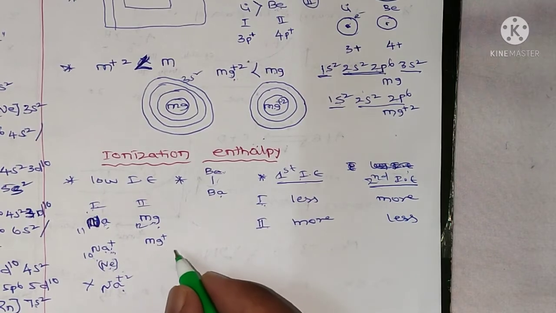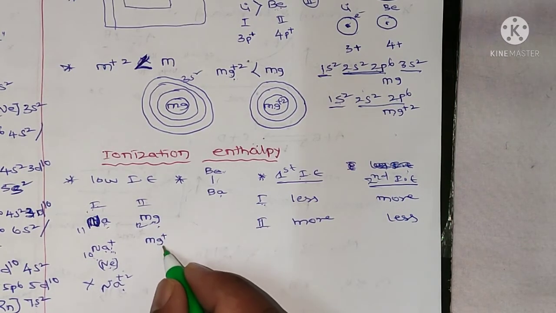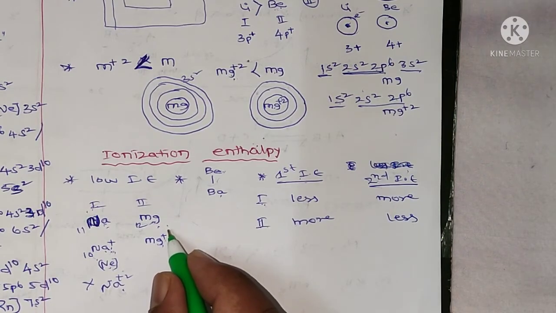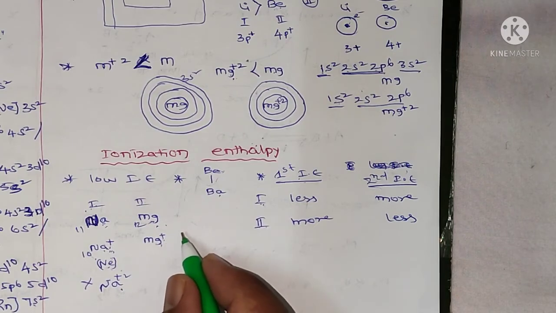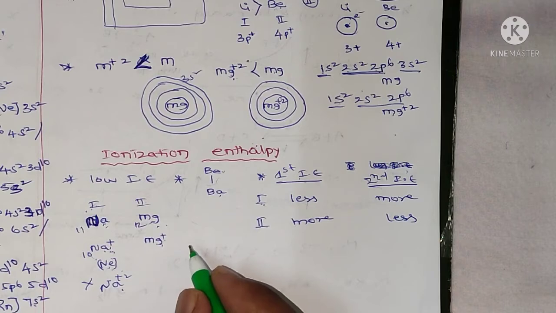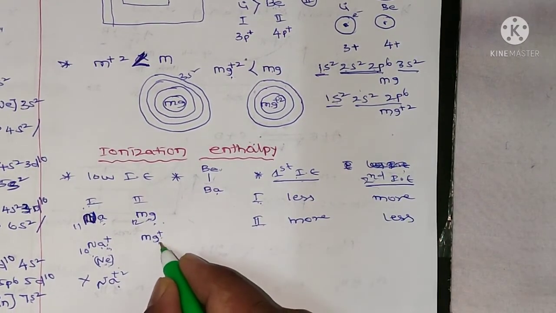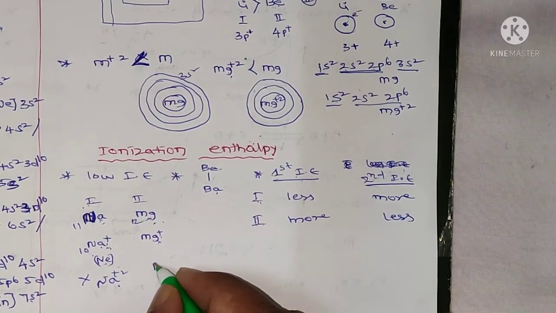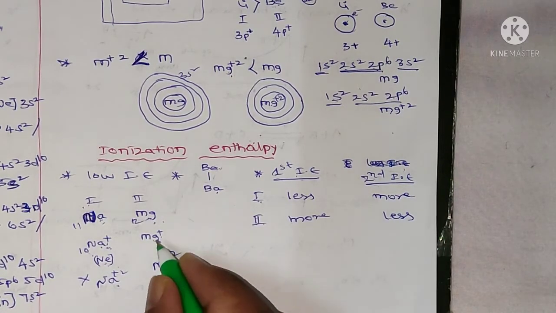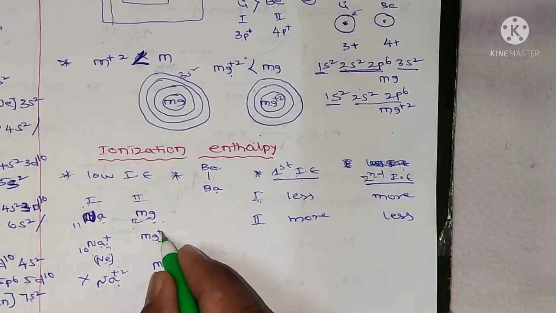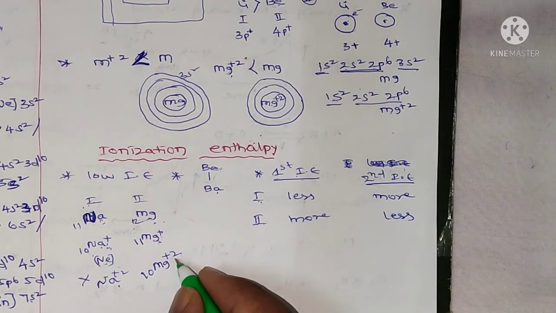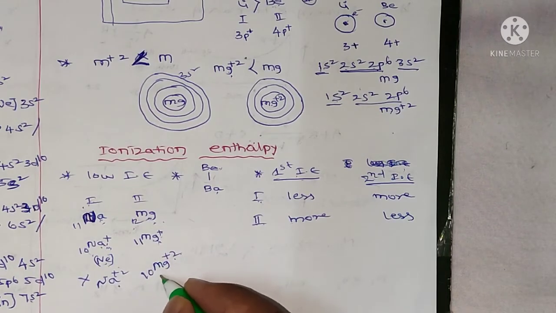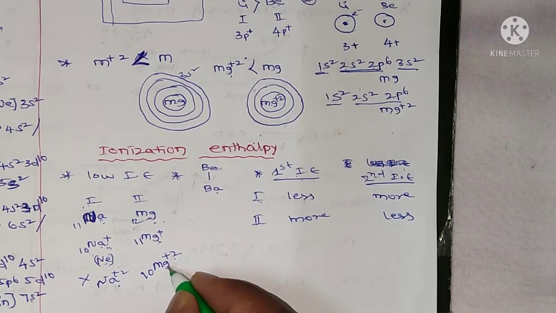Now if you come to magnesium, here magnesium loses one electron to form Mg+. The energy required for this is called first ionization enthalpy. The energy required to remove one more electron is called second ionization enthalpy. It will lose another electron to form Mg+2. Mg contains 12 electrons, Mg+ contains 11 electrons, and Mg+2 contains 10 electrons. This Mg+2 is more stable because it reaches the neon electronic configuration.